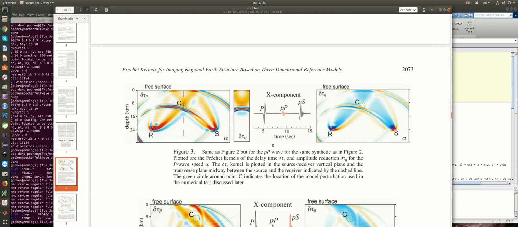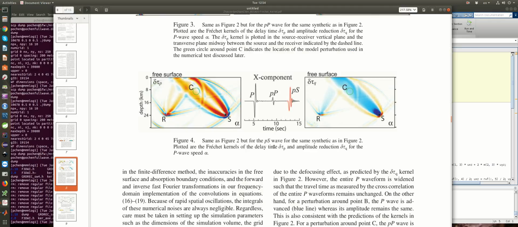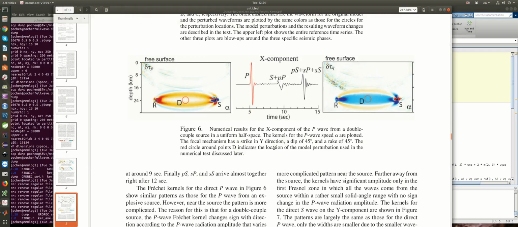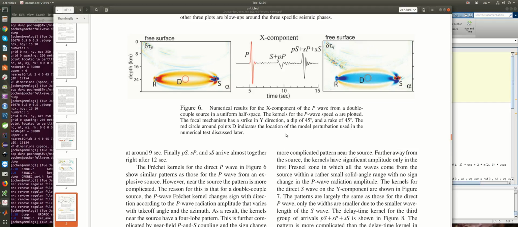And then there's another double couple source. Where's my double couple source? The double couple source has a dip of 45 degrees, a rake of 45 degrees, and the strike is supposed to be 90 degrees from the x direction. So if x actually points to the north, and if it's a right-hand system with z pointing down, then that's SW4's convention, right? And SW4's coordinate convention is actually consistent with Aki and Richards.